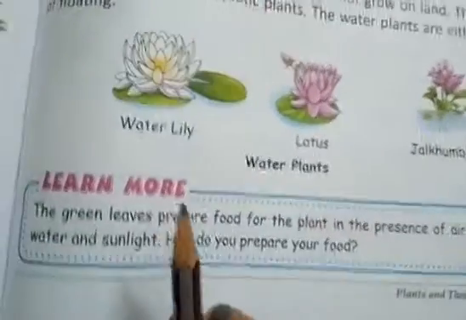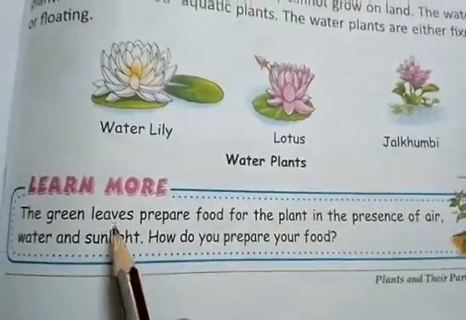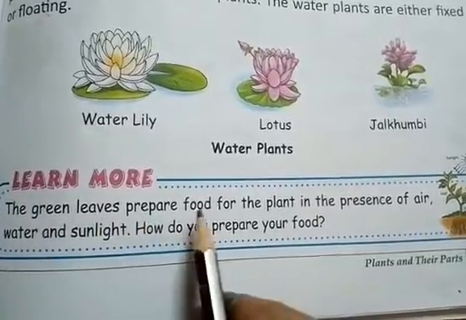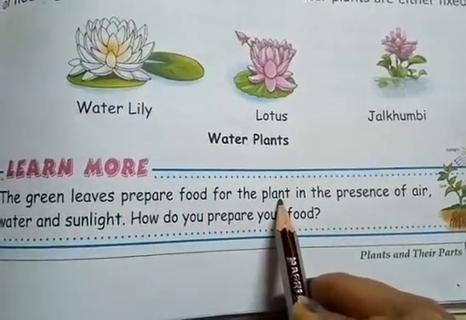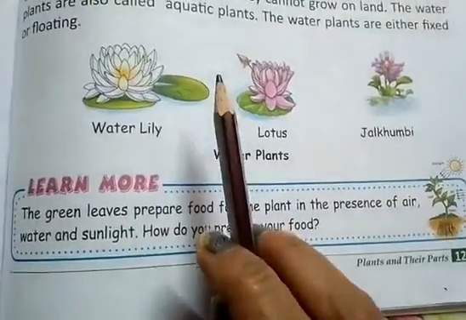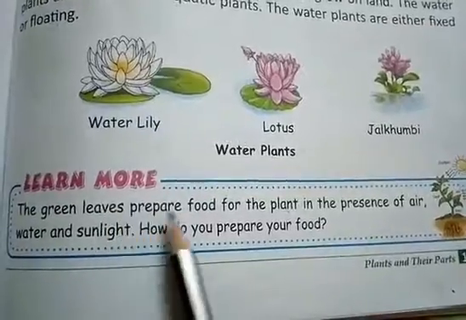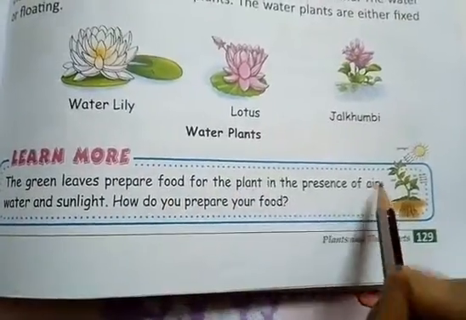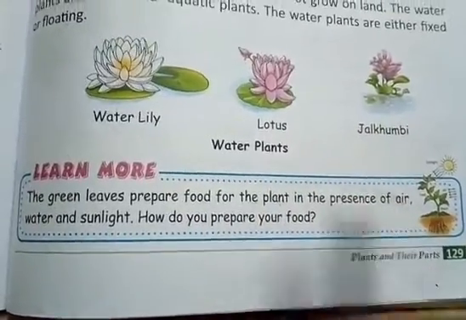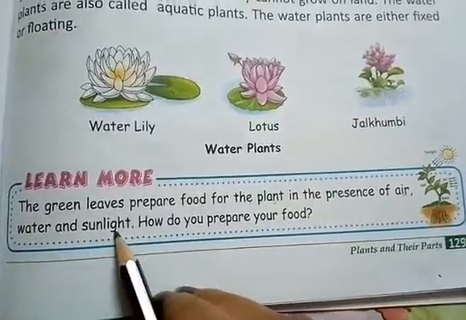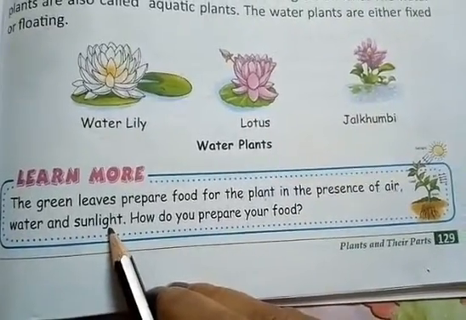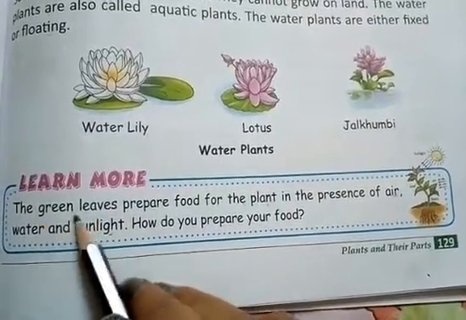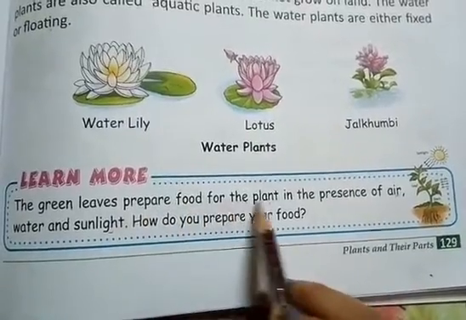Now let's learn more. The green leaves prepare food for the plant. We all know the green leaves prepare food for the plant in the presence of air, water and sunlight. Okay, so you have to remember that the green leaves prepare food for the plant.